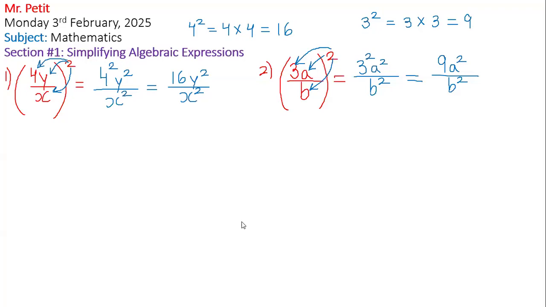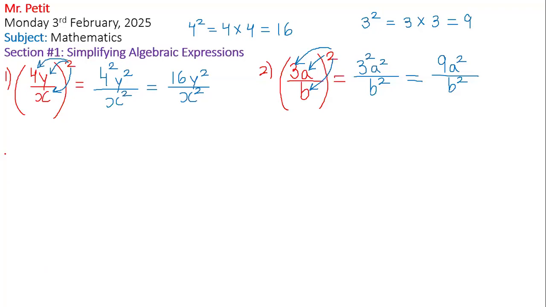Excuse me, Mr. Petit. Yes, go ahead. Why do we square the fraction? We square because we're applying the power of 2 to each term. But why? That's just the rule. Yeah. Okay.